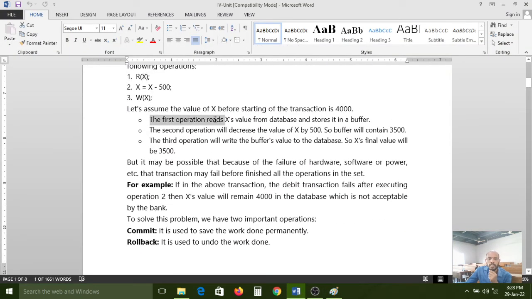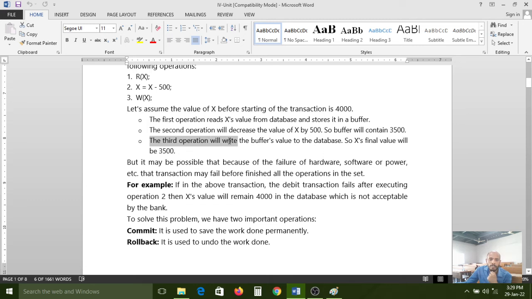So the first operation is the read operation of X. It will be stored into the buffer. The second operation will decrease the value of X by 500: 4000 is the balance, 4000 minus 500 gives 3500. But still it is in the buffer, not in the hard disk, not in the permanent state. The operation is available in the buffer only, not permanently stored. So the buffer will contain 3500.